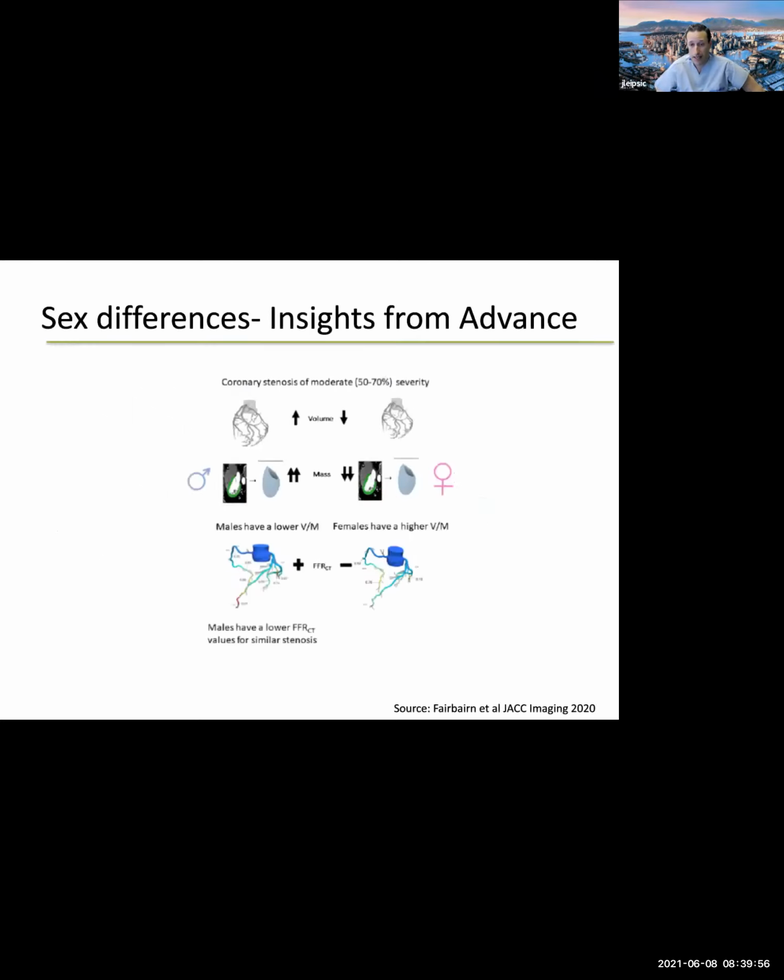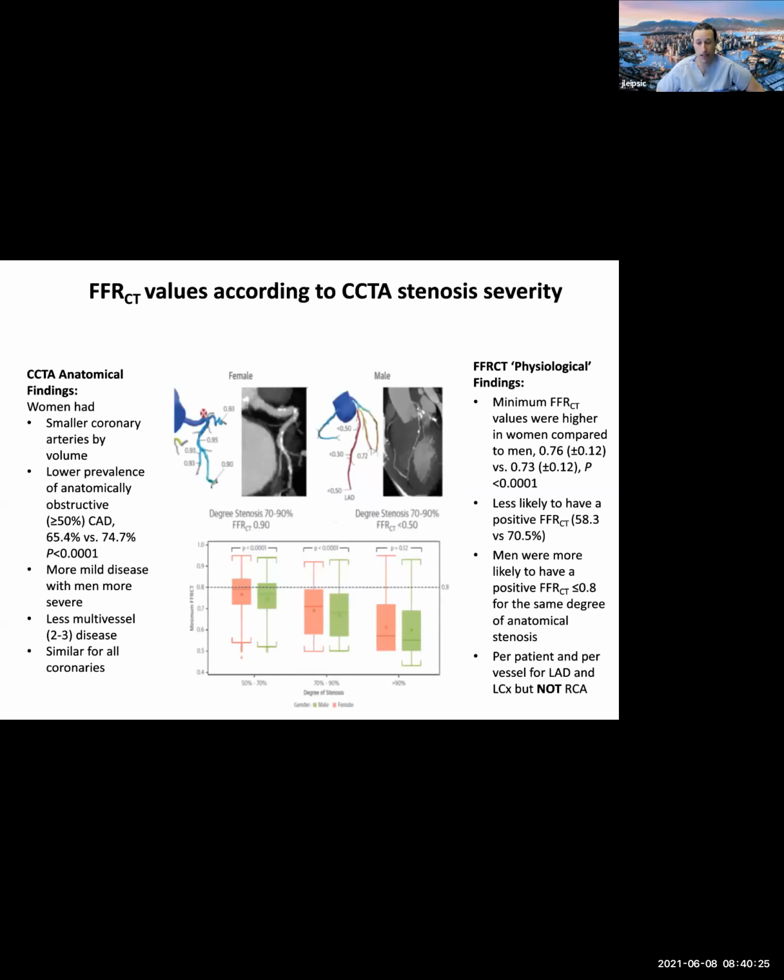extraordinarily high. And so actually Tim Fairbairn looked at this between men and women in the ADVANCE registry, showing that while women generally have smaller coronaries, their coronary volume to mass is higher. And that higher coronary volume to mass, I would argue, may be evolutionary, based on the needs to accommodate pregnancy. But this is actually a better flow state. But if you did have a woman with low coronary volume to mass, you would imagine that she would be at risk of having abnormal physiology.